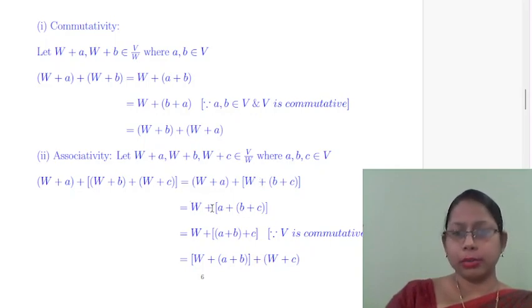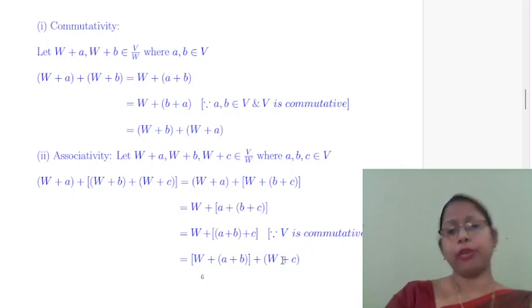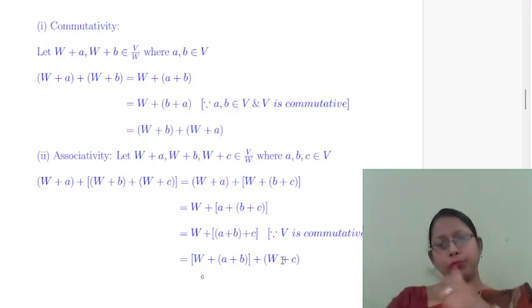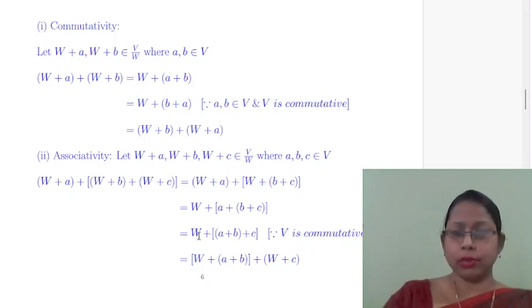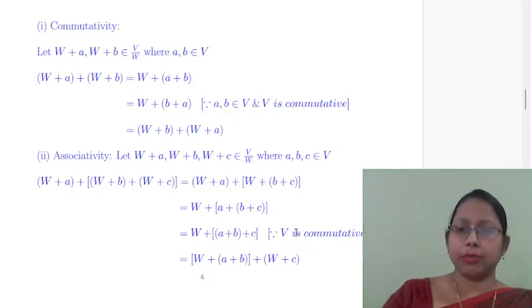Then in the next step, again using the property of vector addition in V/W, I can write W + (A + (B + C)). This is from the vector addition property in V/W, which is equal to W + ((A + B) + C), as V is associative.